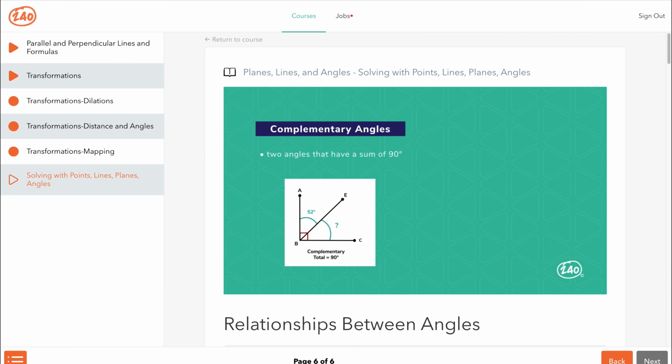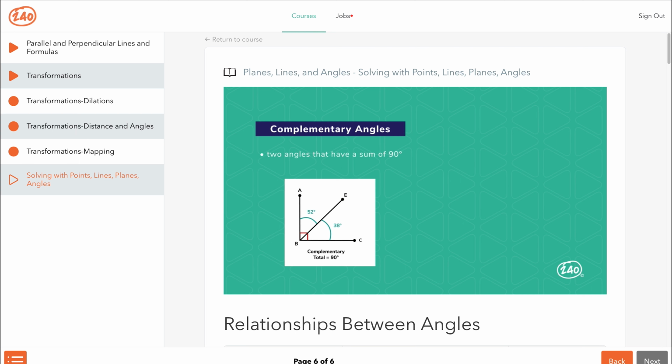Complementary angles are 2 angles that have a sum of 90 degrees. Because of this, if given the measurement of one, you can solve for the other angle. If angle ABE and EBC are complementary, the 2 sum to 90 degrees. So if ABE is given as 52 degrees, angle EBC must be the difference between 90 and 52, which is 38.